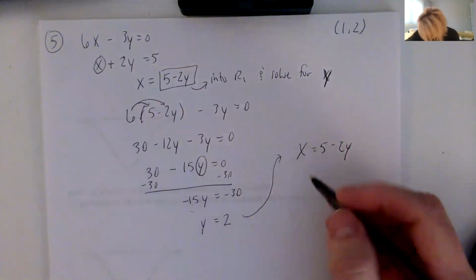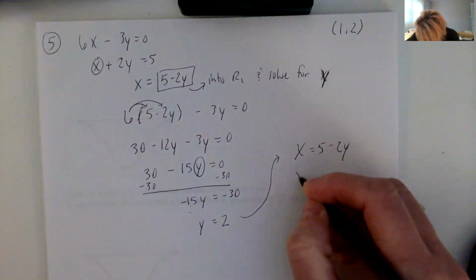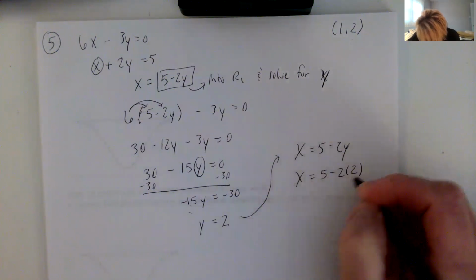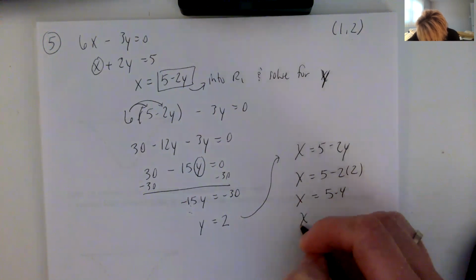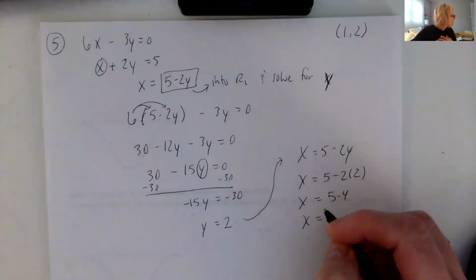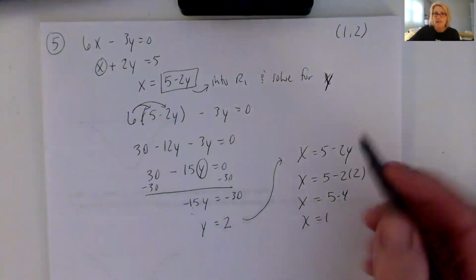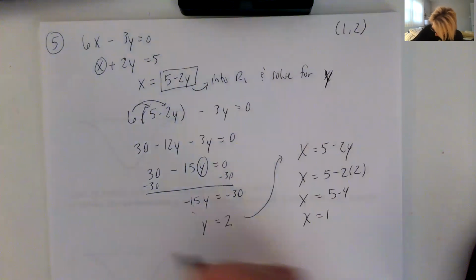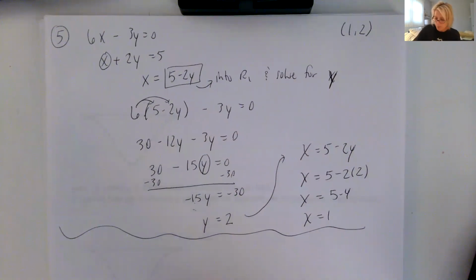Okay, so now we're going to put y equals 2. So 5 minus 2 times 2. So x equals 5 minus 4. So x equals 1. And indeed, x does equal 1.